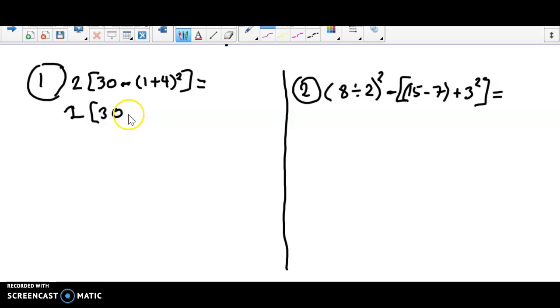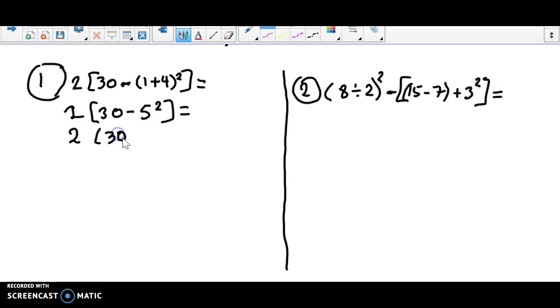So I'm going to do the parentheses, which is an addition, and 4 plus 1 is 5. And that's the only thing I'm going to do for step 1. Moving on with the second step, I still have grouping symbols. So let me copy the 2, the factor outside, and now I can make the bracket just a parentheses.